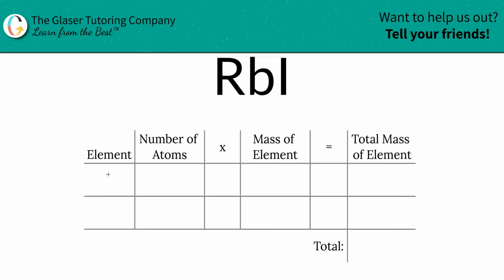So the first thing is we're going to write down the elements we have in the compound. So we have rubidium and we have iodine. Next is then to identify the number of atoms, and that's where the subscripts come into play. There's no subscript there, so there's going to be a 1 rubidium and 1 iodine. So you put in a 1 and a 1, and that's all you got there.